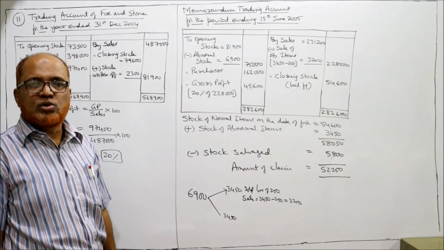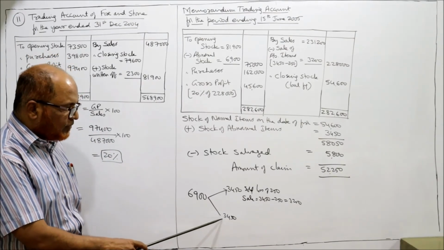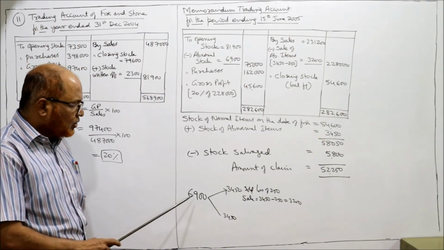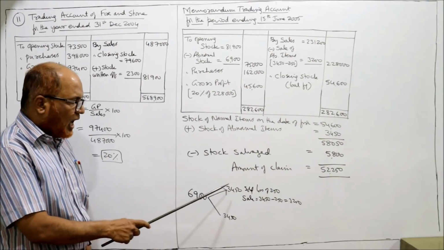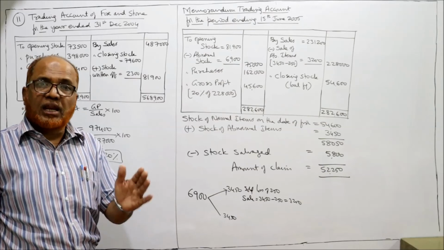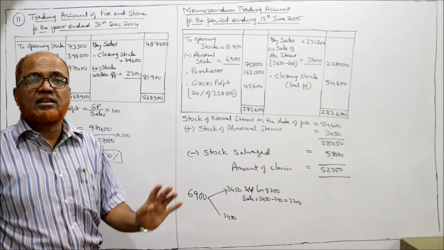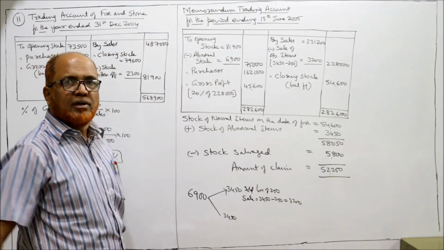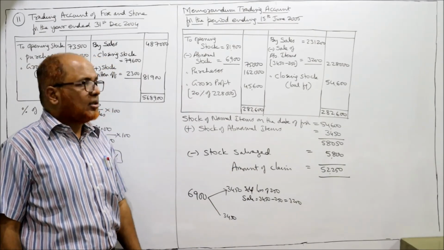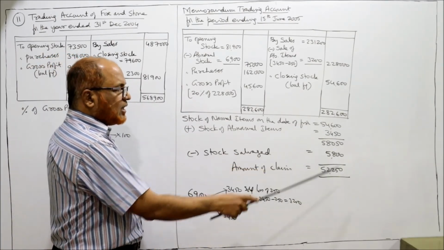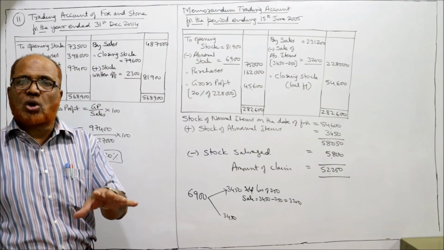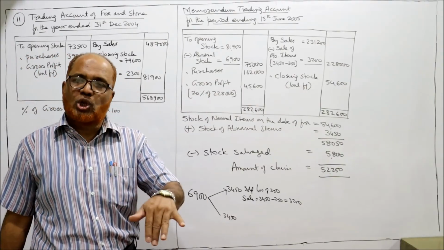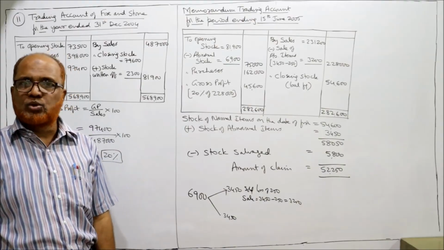हाउ मच इज द वैल्यू ऑफ पुअर सेलिंग लाइन आइटम्स? 3,450, हाफ. तो आउट ऑफ 6,900, half of the goods are sold away. Remaining half of the goods are lying in the stock. So 3,450 is the poor selling line item stock. The total stock will be 58,050. This is the total stock on the date of fire, which includes normal as well as abnormal, poor selling line.